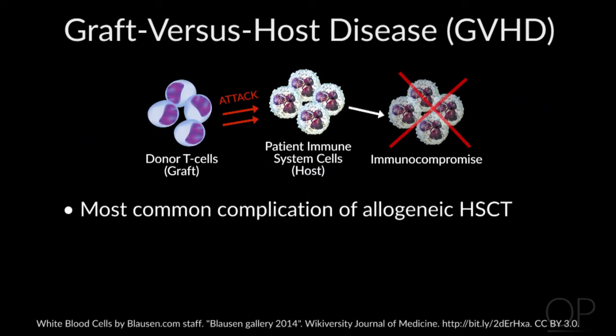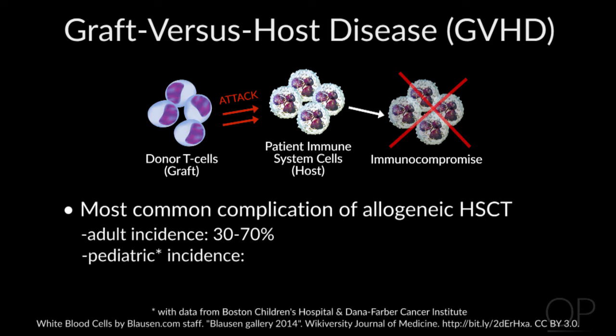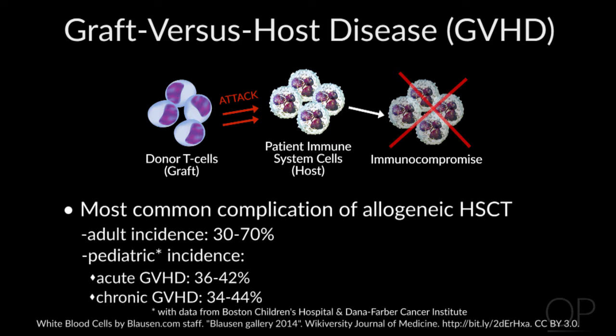With adult populations, it is almost a given. It is reported to occur in 30 to 70% of all adult transplants. Our pediatric numbers are smaller. Including all comers transplanted at Children's Hospital in Dana-Farber, our most recent incidence is acute GVHD of all stages and grades between 36 and 42%, with chronic GVHD being around the same at 34 to 44% of patients.